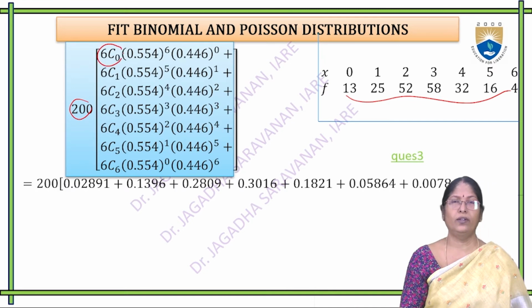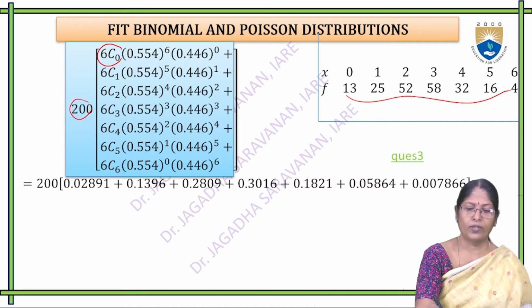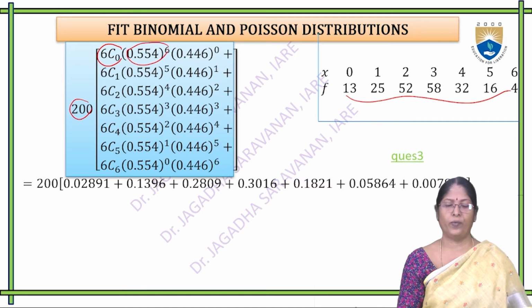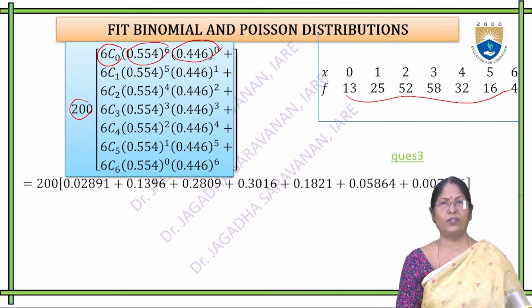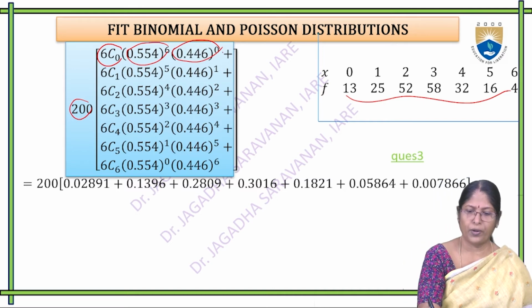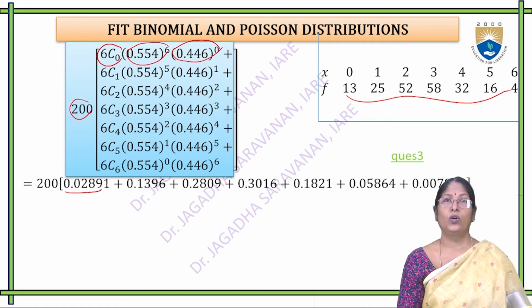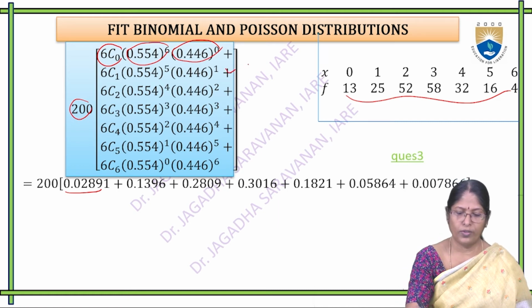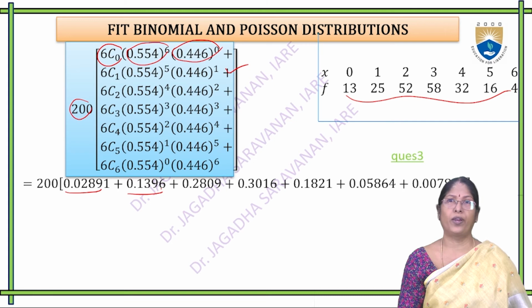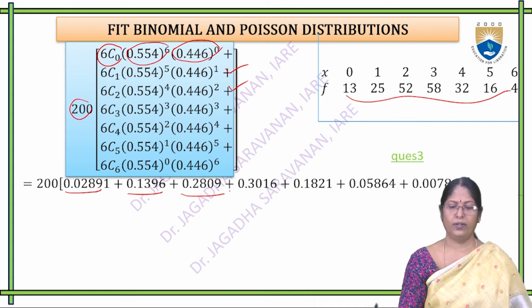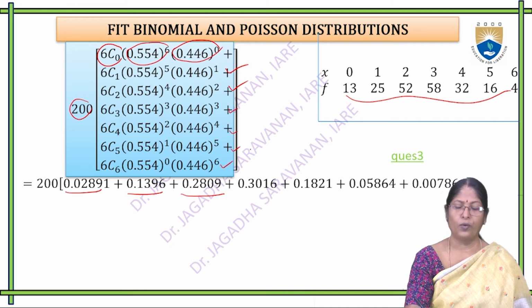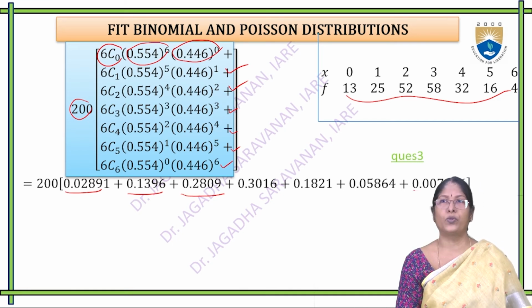6C0, the value is 1. 0.554 the whole power 6. Using the calculator we can easily obtain this value. For this one, no need of a calculator at all, because a power 0 is always 1. So this particular term we obtained is 0.02891. For this, 0.1396. For this, 0.2809. Similarly, we obtained all the values. The last one is 0.007866.